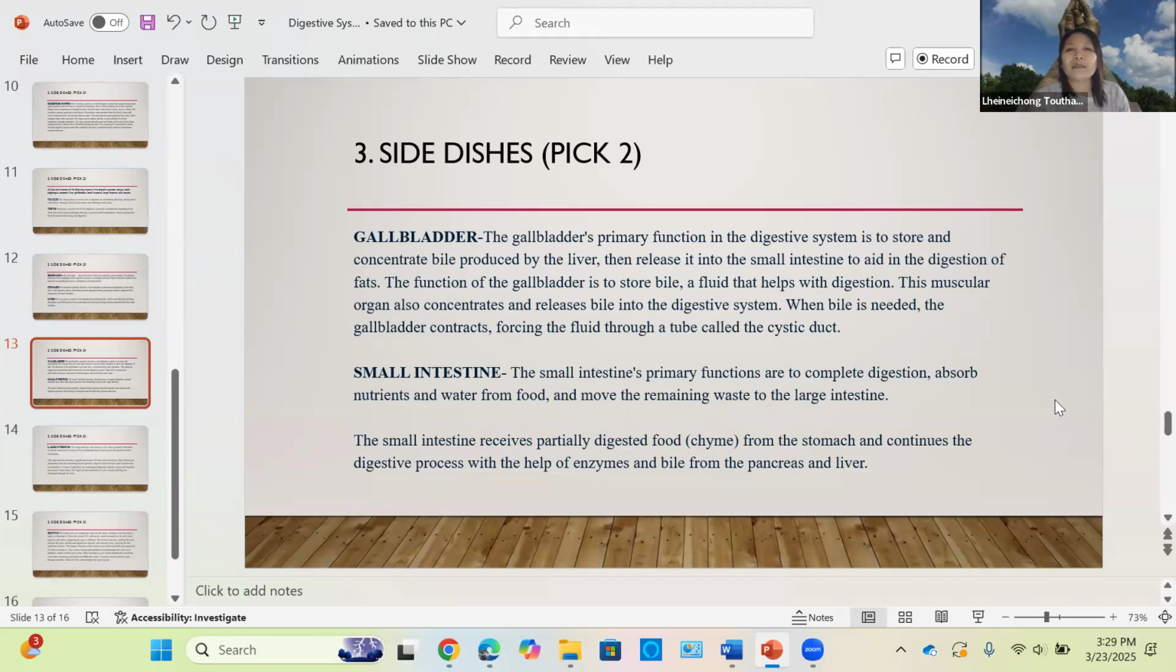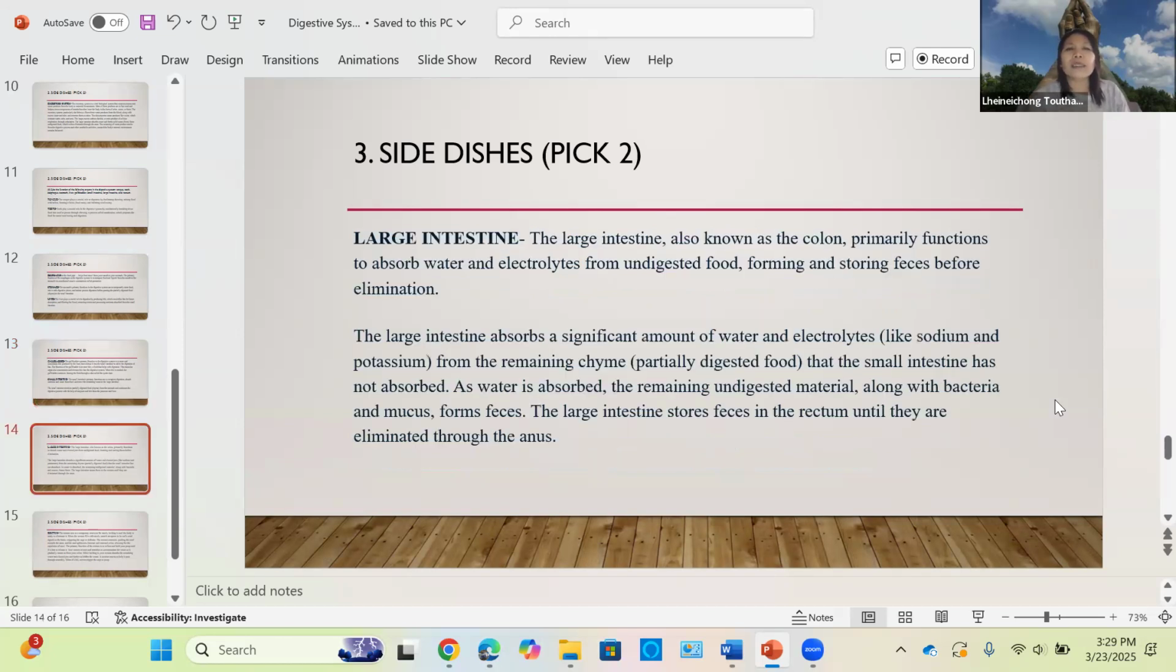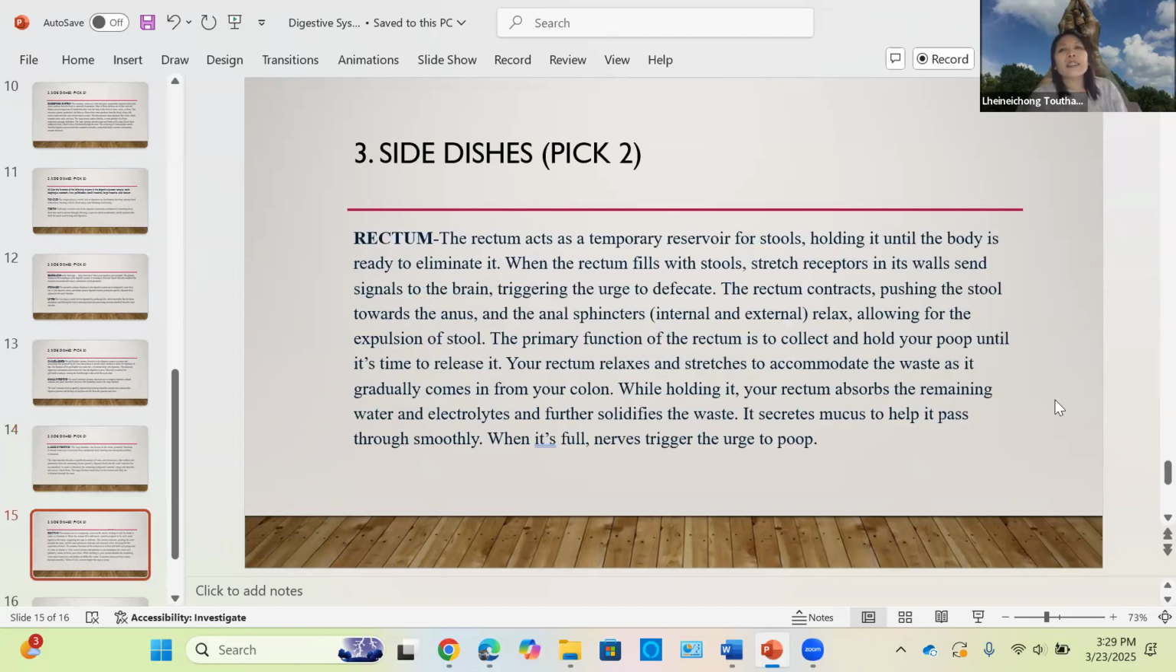The small intestine completes digestion. It absorbs nutrients and water from food and moves the remaining waste to the large intestine. So the large intestine is also known as the colon. It primarily absorbs water and electrolytes from the undigested food, forming and storing feces before elimination. So the large intestine stores feces in the rectum until they are eliminated through the anus. So we come to the rectum.